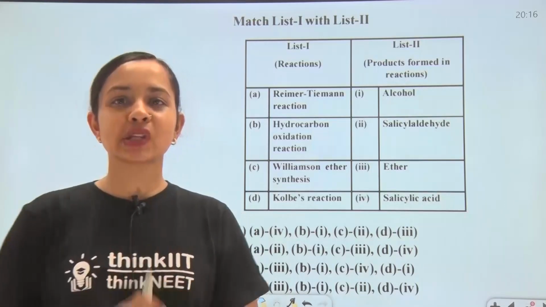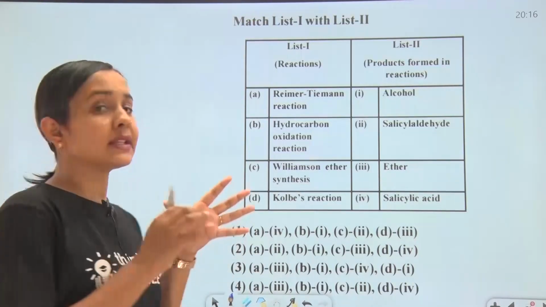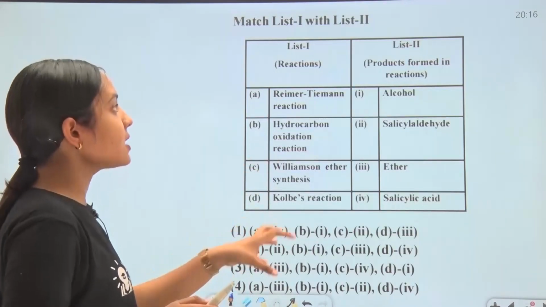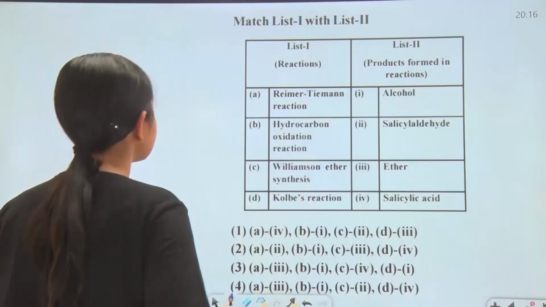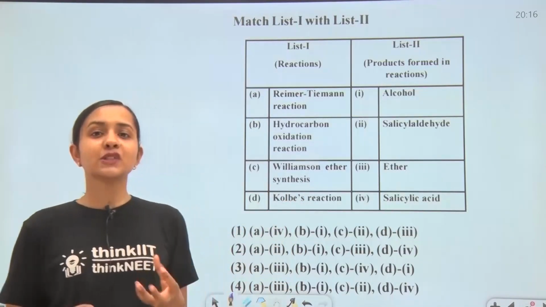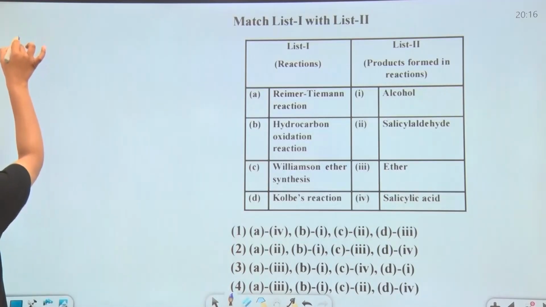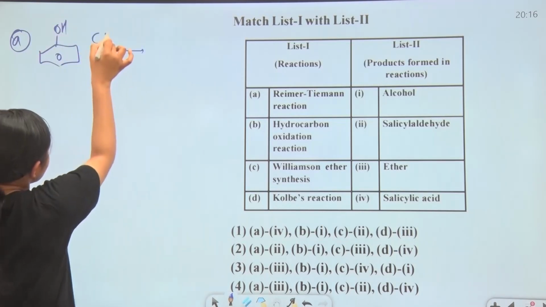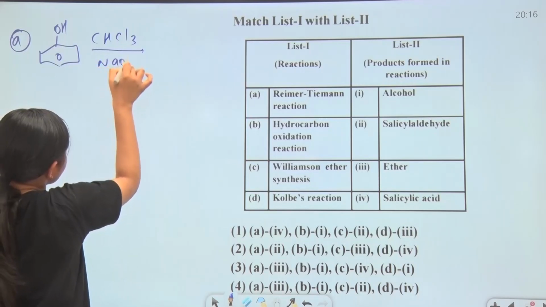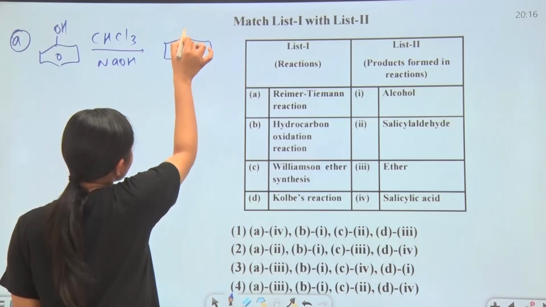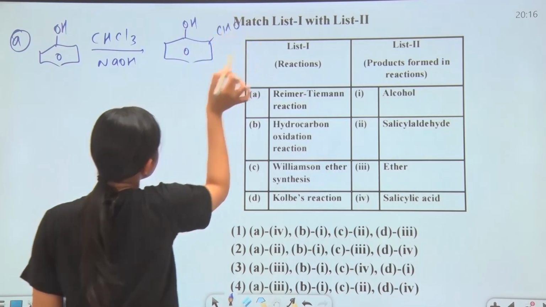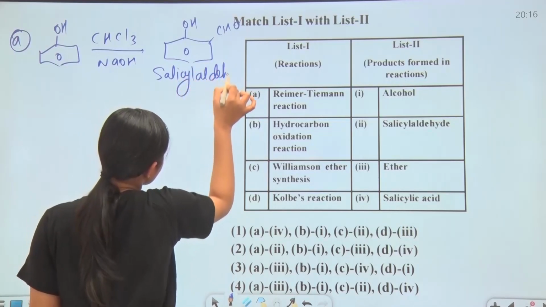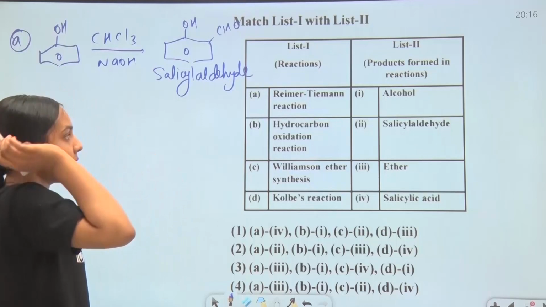Hello dear students, so our next question is, match list first with list second. Here we have in list first reactions and in list second we have products formed in the reactions. First one is the Reimer-Tiemann reaction. Students, in the Reimer-Tiemann reaction we will take phenol and this phenol will react with chloroform in the presence of a base. Then formation of salicylaldehyde will take place.